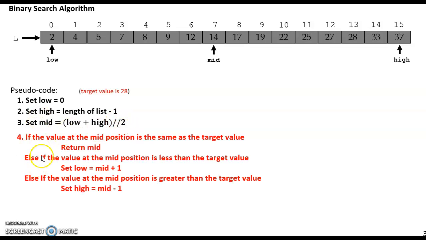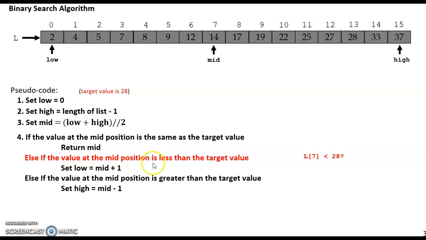Now, this is where our if statement comes in, and this is basically our comparison. Compare the middle item to the target. So if the value at the mid position is the same as the target value, so in our case we found our middle item to be 0 plus 15 is 15, floor division 2 is 7, so it's going to be at index 7 in the list, which is a value of 14. That's where the middle item is. So basically, is 14 equal to 28? No, it's not. So we move on, we do the next check.